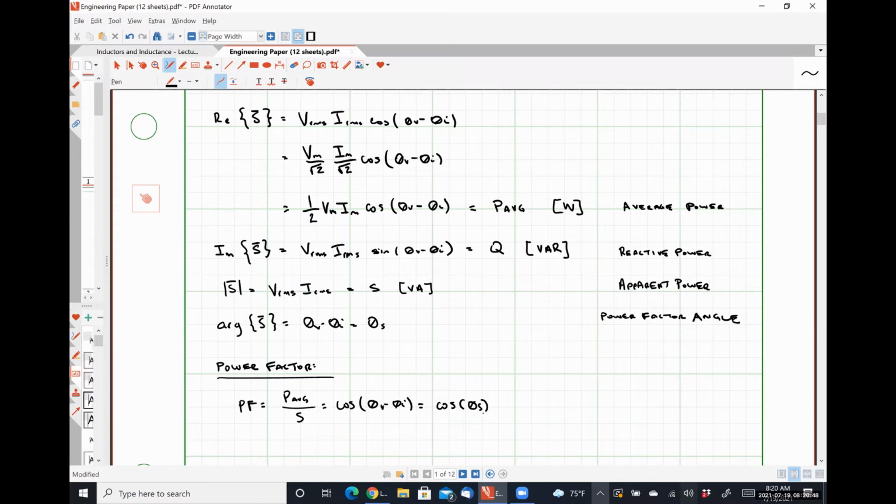Now, if the power factor is 0, which would be the case for any load that is purely capacitive or purely inductive, then that means that we are operating at 0% efficiency, which means we have no average power being consumed by the load. Okay.